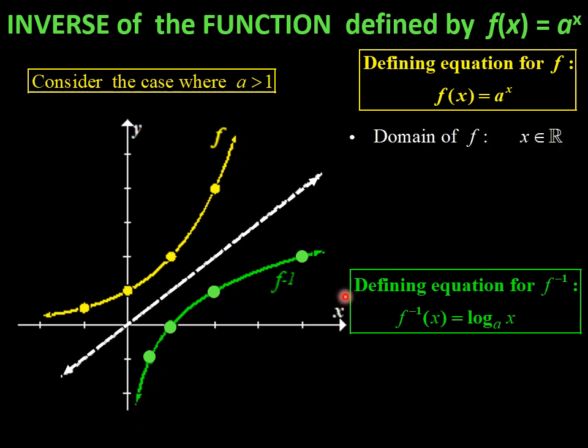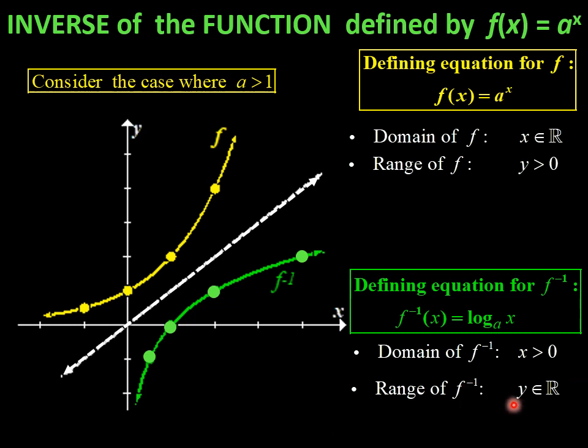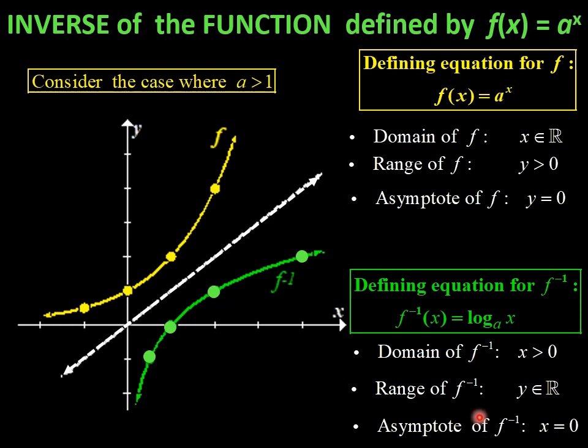Let's compare some of their properties. The domain of the exponential is x, an element of the real numbers, whereas the domain of the inverse is only positive values, therefore x is greater than 0. The range of the exponential is y greater than 0 because the asymptote is 0 there. And the range of the inverse again is y, an element of the real numbers. The exponential has a horizontal asymptote, so the logarithm will have a vertical asymptote. The horizontal asymptote was y equal to 0, and the inverse one has x equal to 0.